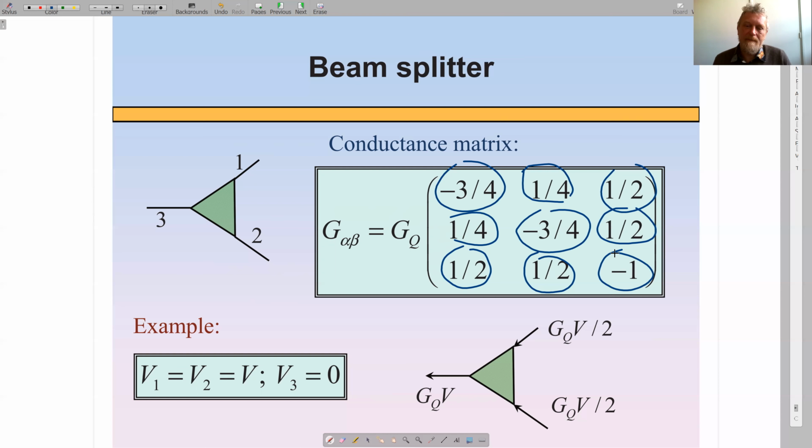Fine. This is the conductance matrix. So it can be treated as any other nanostructure. And you see the conductance matrix is symmetric because there's no magnetic field. These elements are precisely the same. Good.